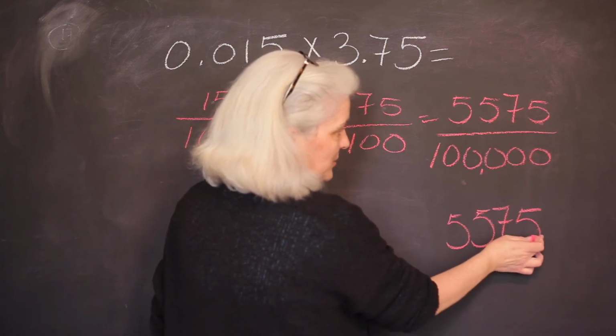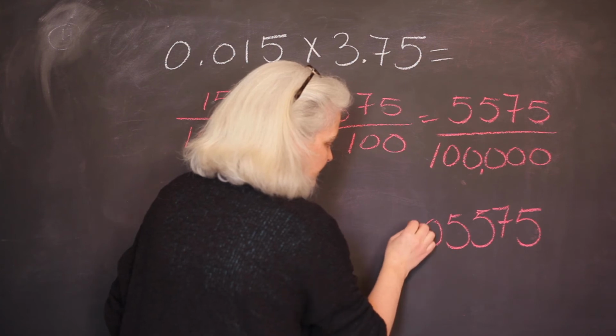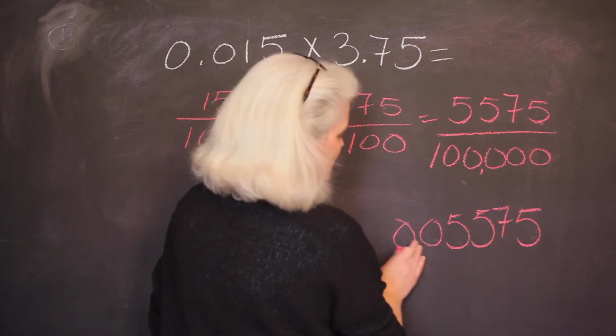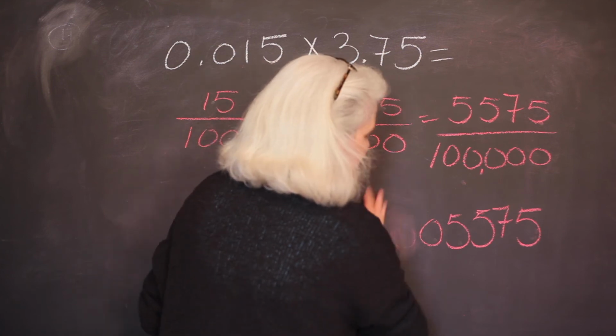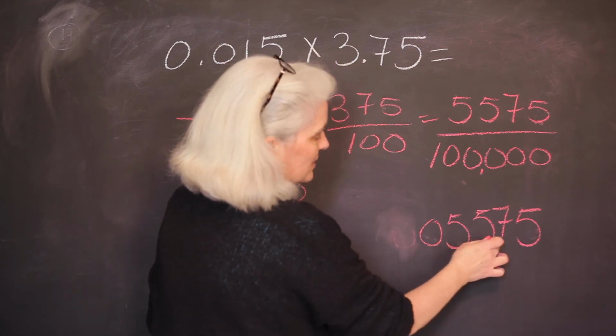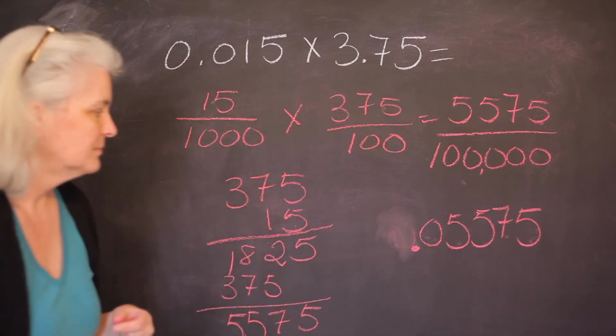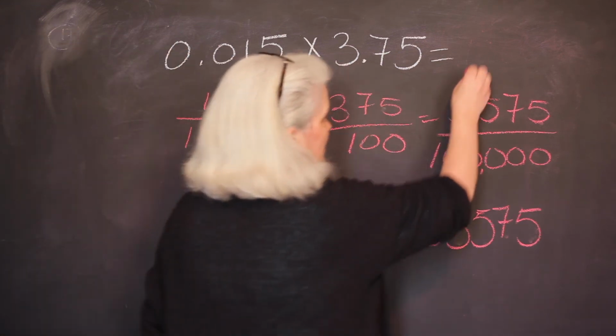So that means this needs to be in the 100,000ths place. So I have tenths, hundredths, thousandths, 10,000ths, 100,000ths. So my answer is this.